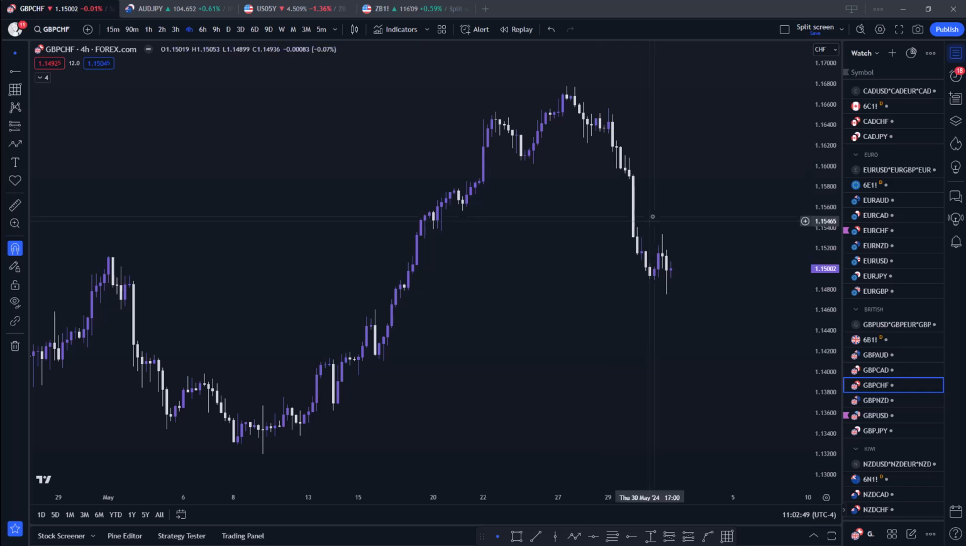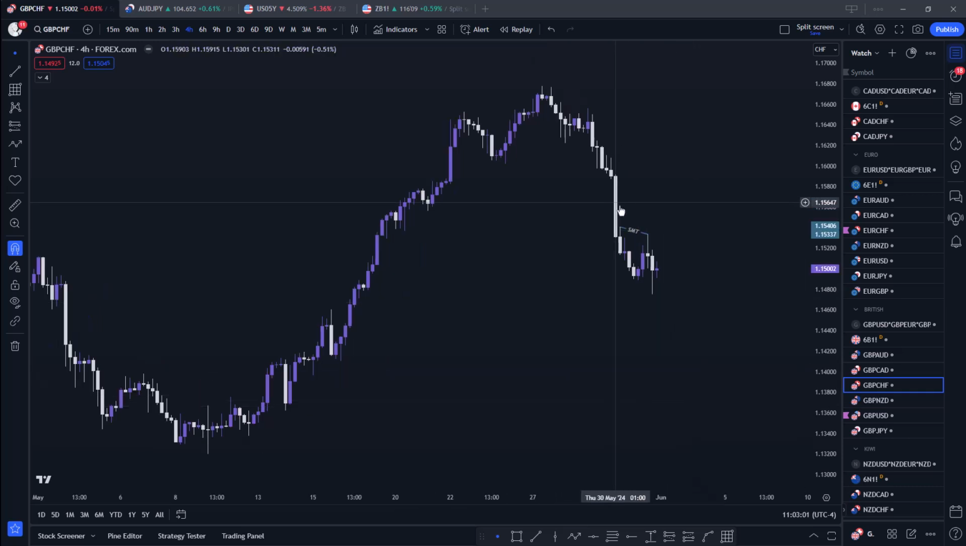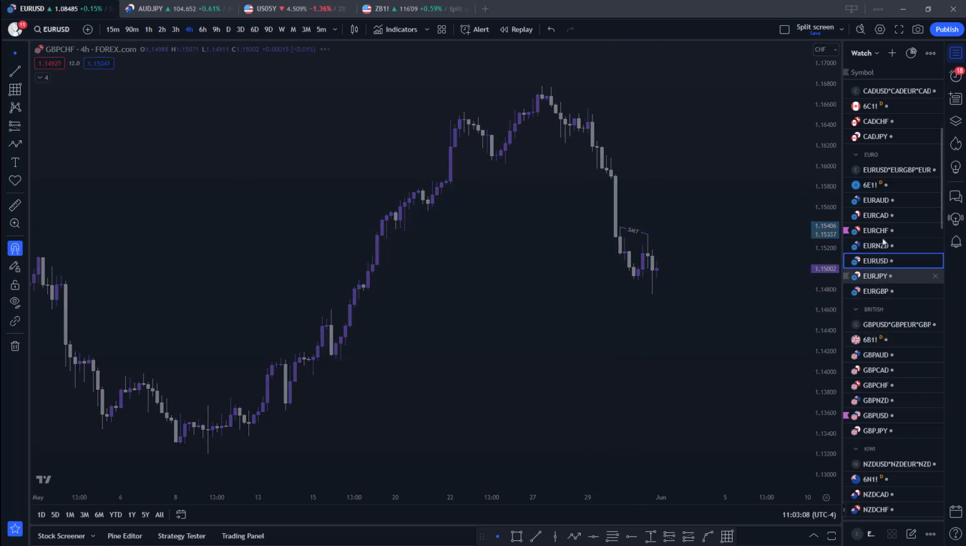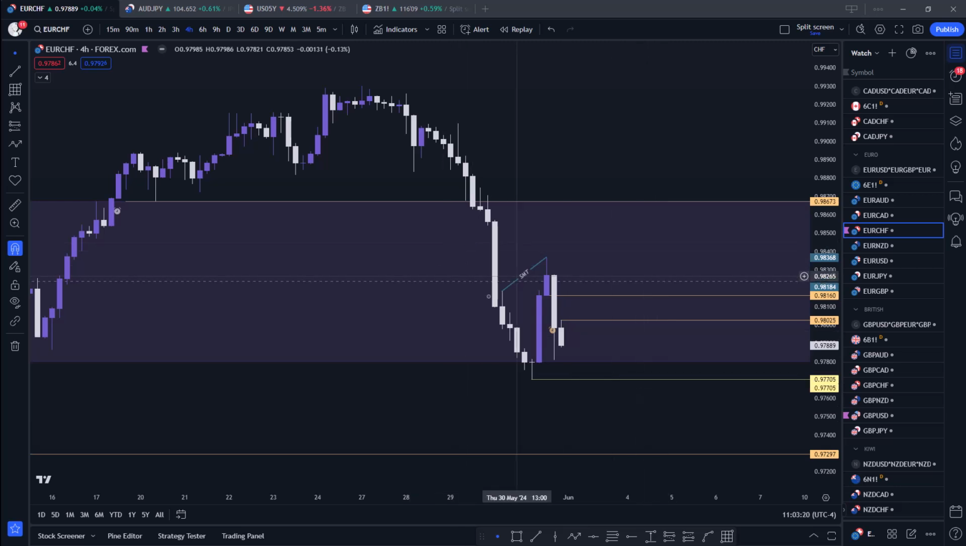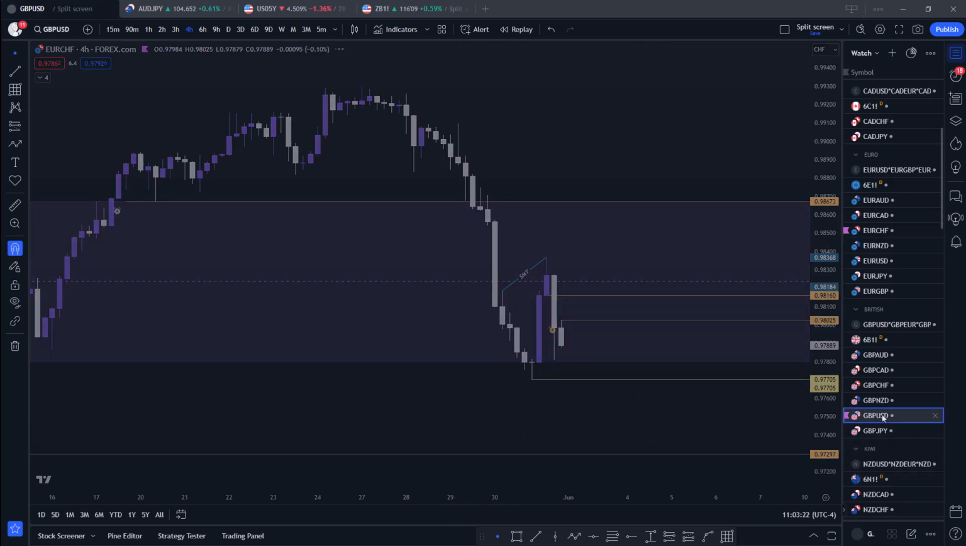GBP Swiss, relatively the same. Actually, we have an SMT here already that I'm spotting with Euro Swiss. I'm not even going to bother going to a higher time frame. It's more or less the same thing. I say it's an SMT because GBP Swiss failed to trade into this gap while Euro Swiss did not fail. It actually traded into it. So now this becomes an internal SMT divergence. I say internal, but technically on a lower time frame, it's not internal. It's just two swing highs on a lower time frame.